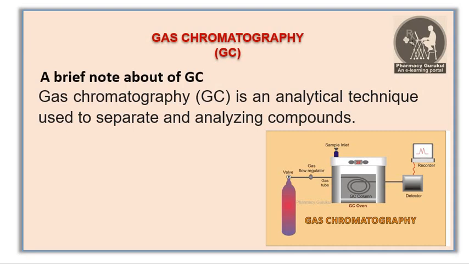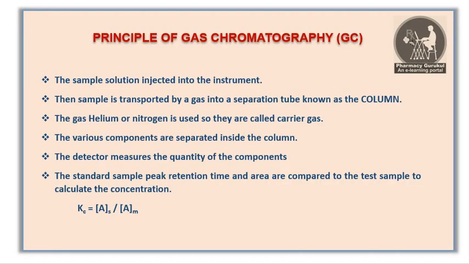GC is an analytical technique used to separate and analyze the components of a sample mixture and determine the presence or absence of a component. If present, then how much quantity is present. In GC, gas is used as the mobile phase and solid or liquid is used as the stationary phase. If liquid is used, it is known as gas liquid chromatography, and if solid is used, it is known as gas solid chromatography.